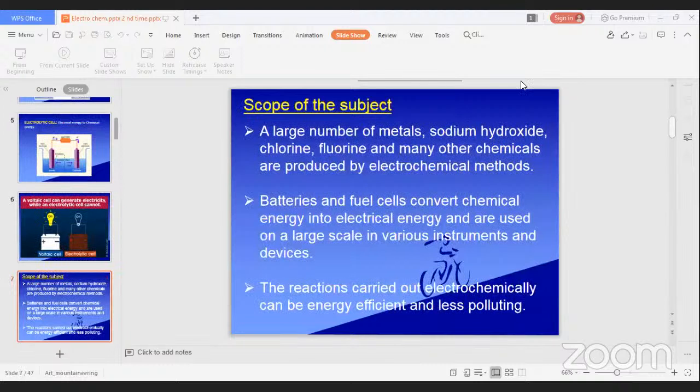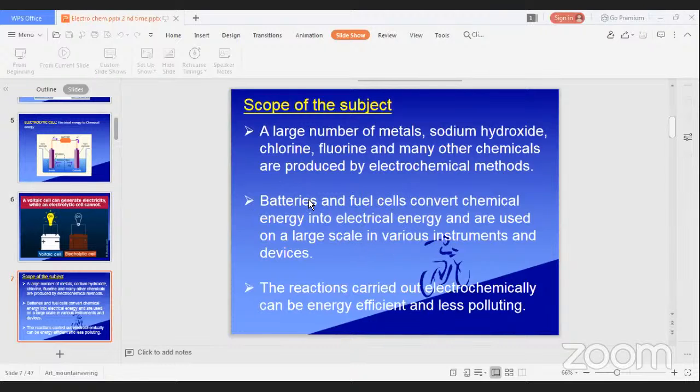Next, what is the scope of electrochemistry? What are the main uses? We can synthesize metals like sodium, and sodium hydroxide, as well as chlorine and fluorine. These chemicals can be prepared by using electrochemistry. This is one application. The second main application is whatever we use in daily life, batteries as well as fuel cells. These are applications of electrochemistry.